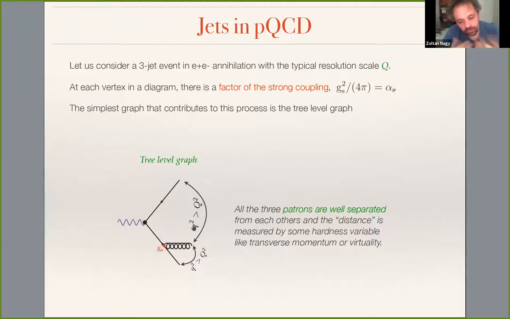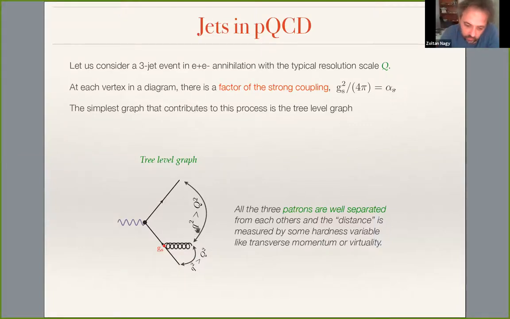And that has to be bigger than this typical resolution scale of the measurement, this Q squared. Since you observe three jets, you have three partons, and every parton is identified as a jet. All these three partons have to be well separated. So this quark and anti-quark have to be well separated from each other, the anti-quark and the gluon, and the gluon and the quark.